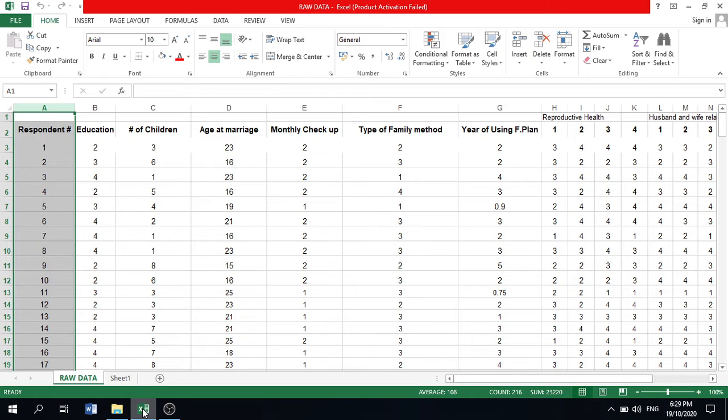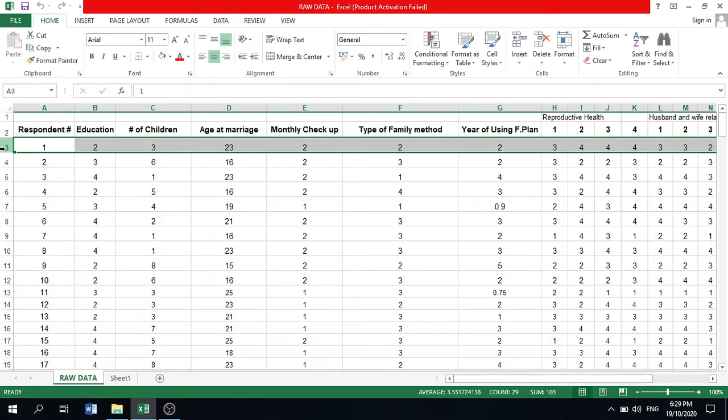The columns represent your items. In this case, column A should be about your respondent, which can include their name. For anonymity, just put respondent number 1. And the rows are the sequential responses of respondent number 1.